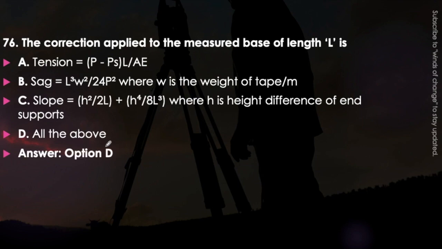The answer will be all of the above, that is option D will be the correct, and these are the formulas. These are the different formulas for the correction in the tape. Okay, so memorize it. These formulas are very important.